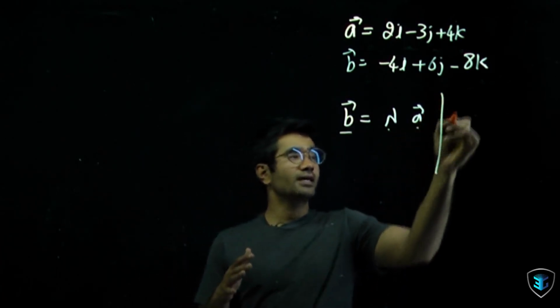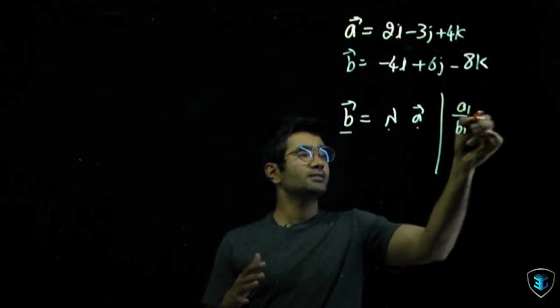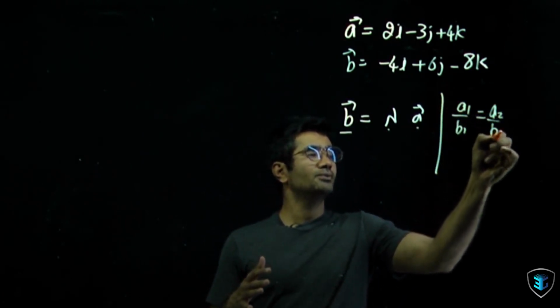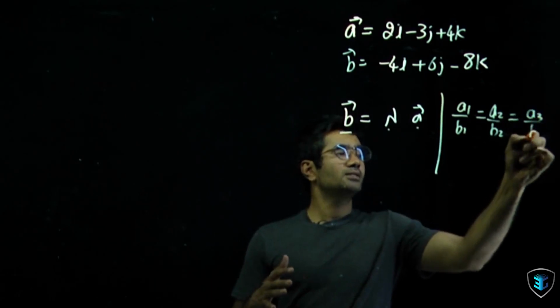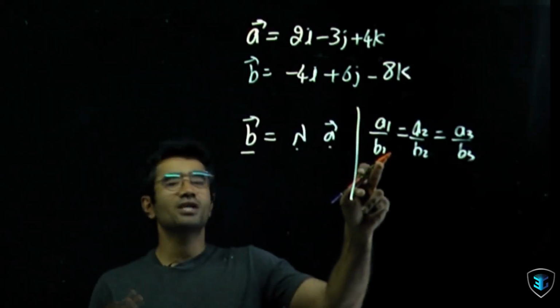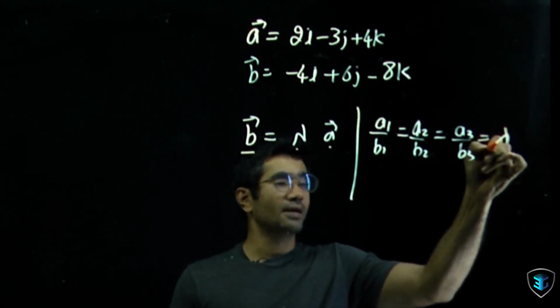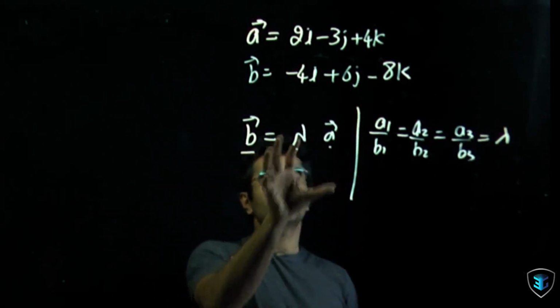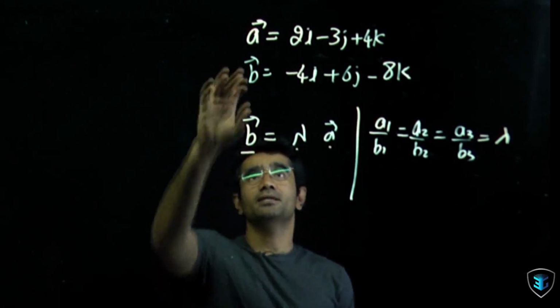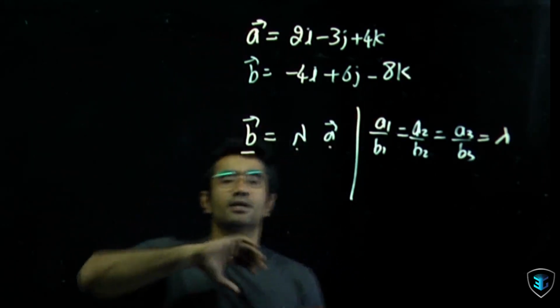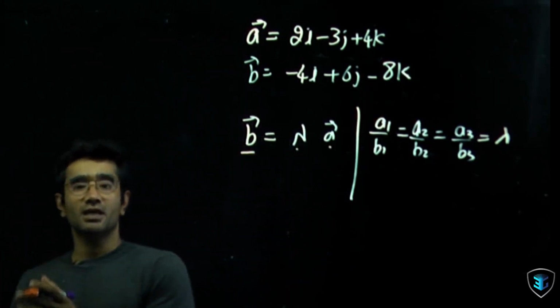Or we can also say that if A1 by B1 is equal to A2 by B2 is equal to A3 by B3. That means if the direction ratios are proportional, or equal to a constant called lambda, then one of these would prove mathematically that they are collinear vectors. Now let's do that, and we'll go back to the graphic diagram a little later.